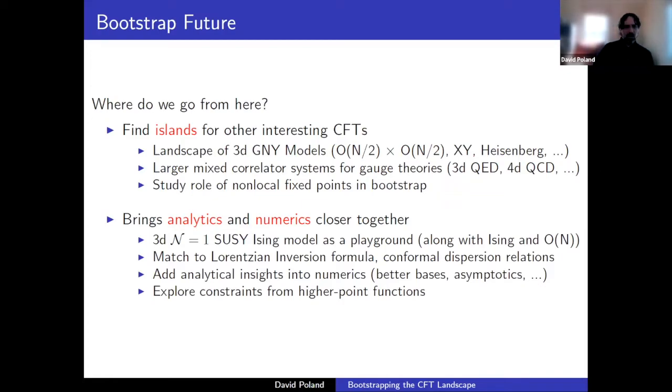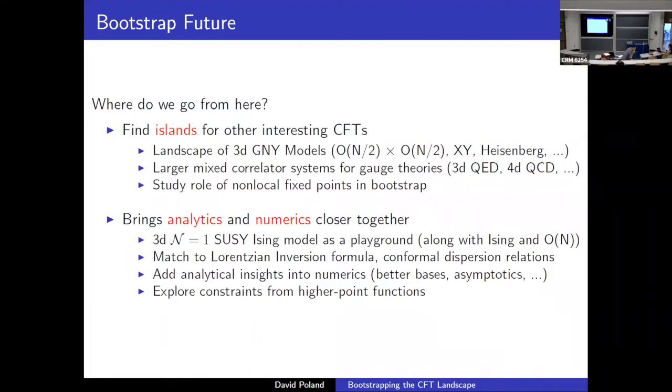Something I'm interested in doing is looking more at non-local fixed points and how they contaminate the allowed space of bootstrap solutions. And the other thing I showed you is that there's this nice match you can do between analytical calculations using the Lorentzian inversion formula and numerics. That gives you a very nice playground for refining both your analytical techniques and your numerical techniques. So I'll stop there. Thanks for your time.